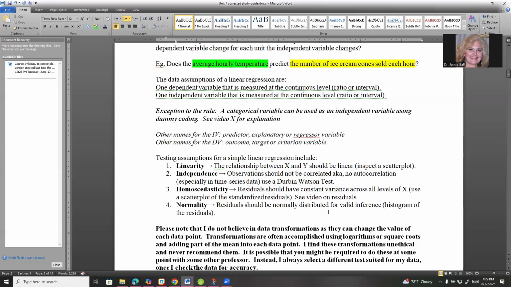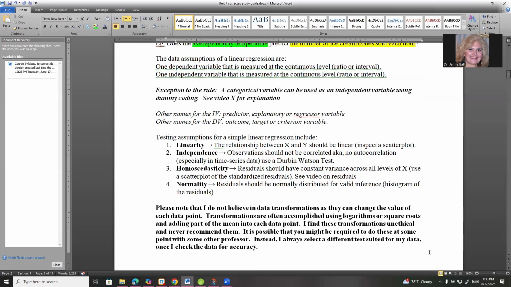And finally, we want normality of the residuals. Okay? So the residuals should be approximately normally distributed for your simple linear regression. And we look at a histogram of the residuals. You can also look at a QQ plot of the residuals. Okay. Now, when these assumptions are violated, I select a different test.